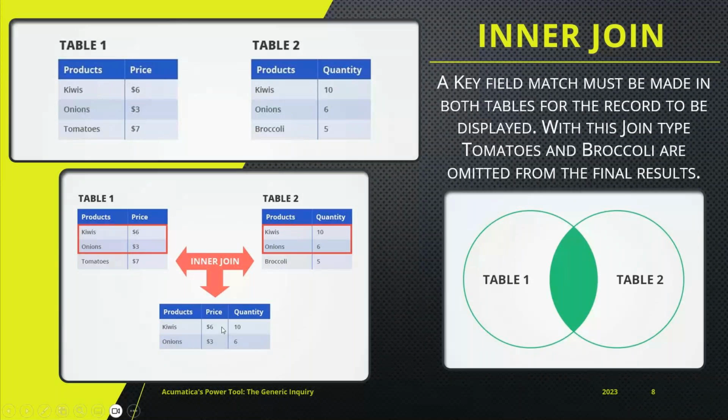In a left join here, all the records from the left table or the parent table will display regardless of a key field match being made in the right table. With this join type, you can actually see that tomatoes are included in the results, but broccoli was completely omitted. However, tomatoes doesn't have a quantity because it wasn't matched from the second table here on the right. So we were able to pull all the records from this table in with that join type.